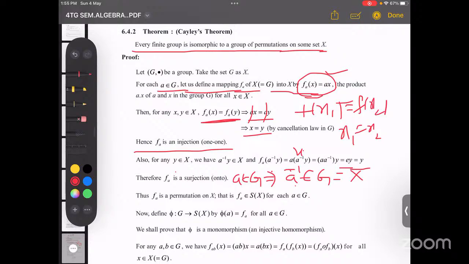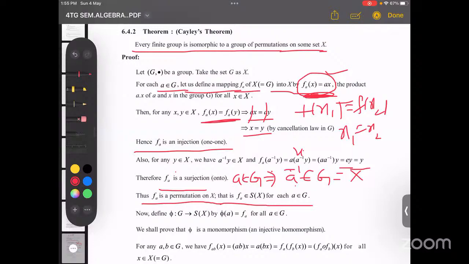So now one-to-one function is satisfied and also onto function is satisfied. Therefore, if A is a surjection we have shown. Thus, FA is a permutation on X. The conditions of permutation are satisfied here. So, FA belongs to SX for each A belongs to G. Now, we have to show that it is isomorphic.